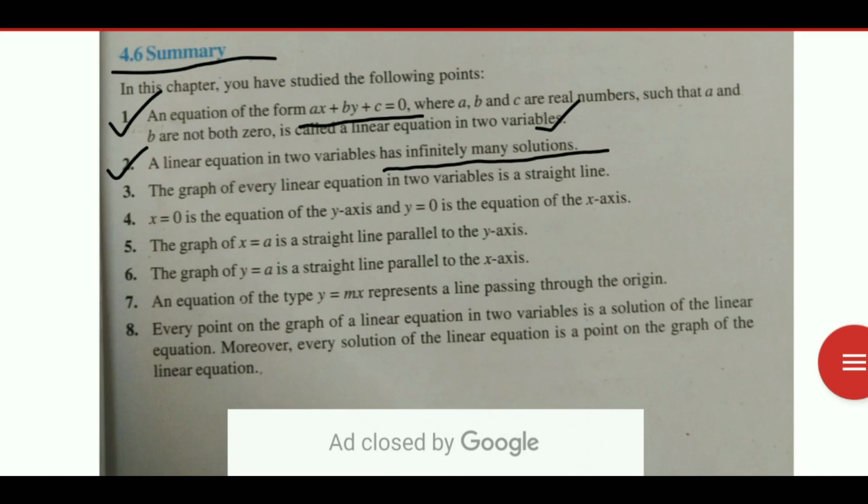A linear equation in two variables will have infinitely many solutions. Whichever value we put for x, you will get a corresponding value for y. So you have infinitely many solutions.